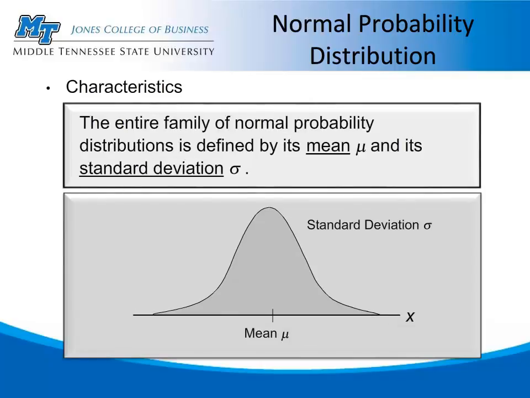There's not just one normal distribution. There's an entire family of normal distributions. Each one is defined by 2 numbers, the mean and the standard deviation. So you can have many different normal distributions that actually have the same point in the middle. They're located centrally the same way, but they can have different variability measures, different values for the standard deviation.